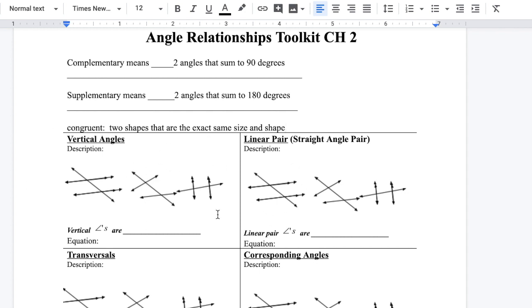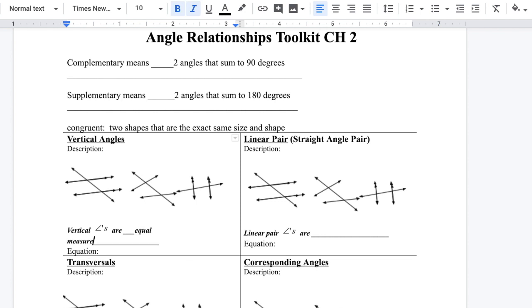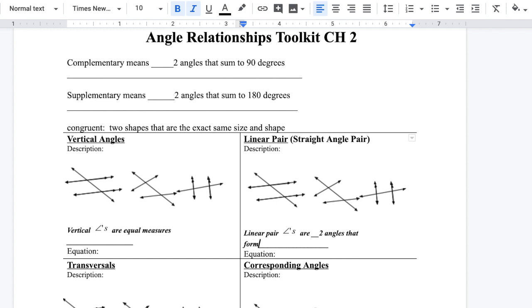That's it. Two shapes that are the exact same size and shape. And then we've got two terms here that we learned about at the end of the lesson last time. The vertical angles. Remember, vertical angles are equal measures. And remember, a linear pair are two angles that form a straight line and sum to 180 degrees.